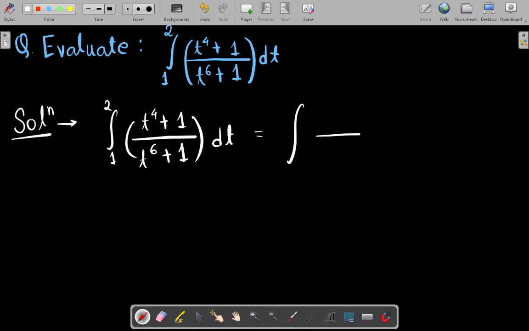Since this is the power 6, this can be written as t square whole cube, and 1 can also be written that way, so we can use a cube plus b cube or a square plus b square. I think it is better to factorize it as a cube plus b cube. So we can write this term as t square whole cube plus 1 cube, where a is t square, and I'm keeping the numerator as it is for the time being.